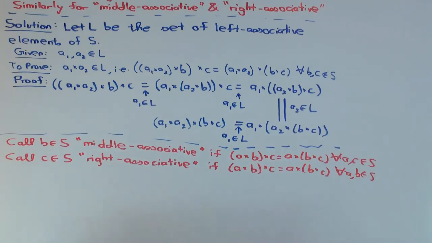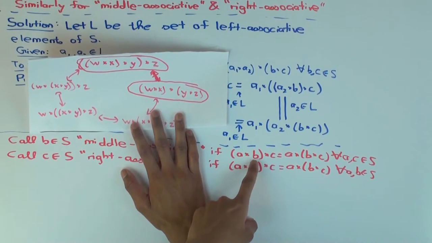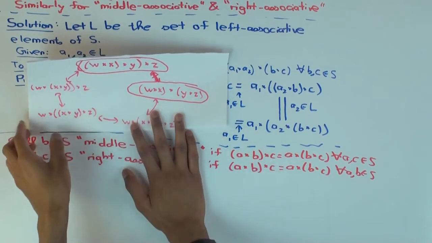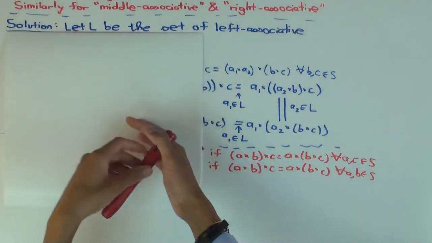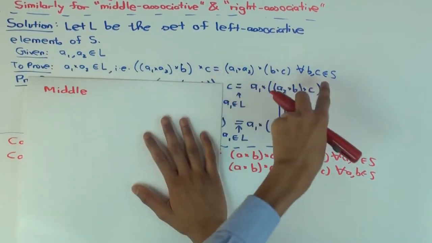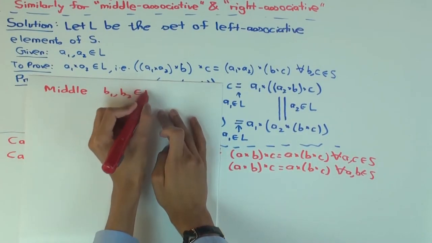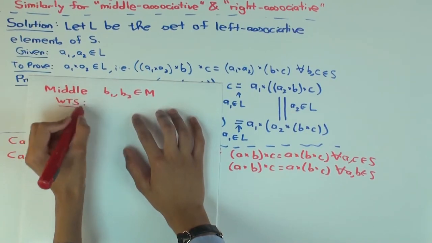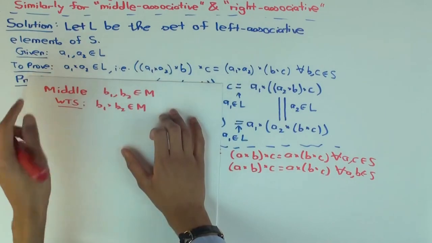So middle associative, what are the two expressions you want to prove are equal? So, you'll have A star B1 star B2. For middle associative, what's the thing you want to show? Just the equivalent of this line. So you have B1, B2 in your middle thing. You want to show B1 star B2 is, the M is just whatever are the middle associative elements. What's the thing you want to prove?